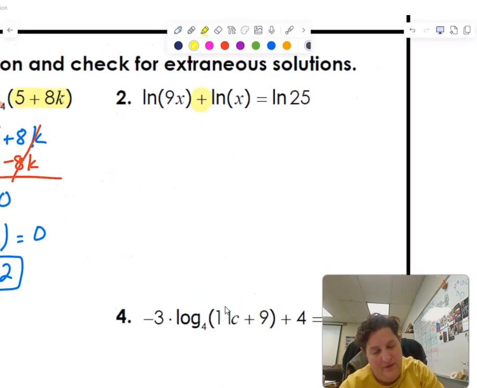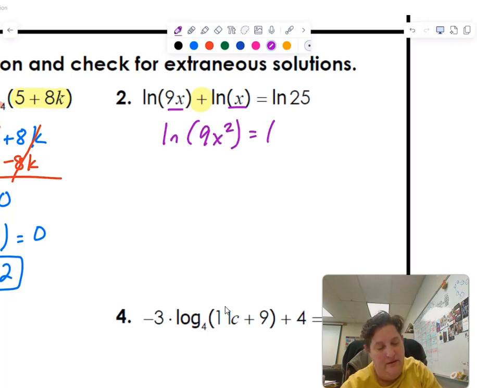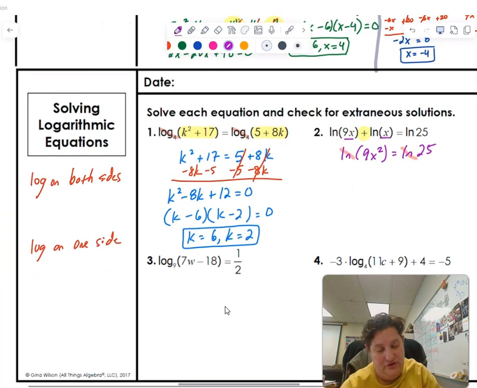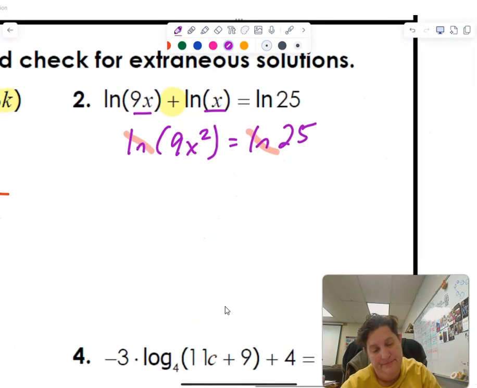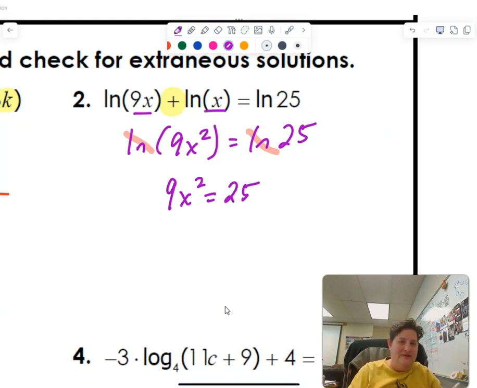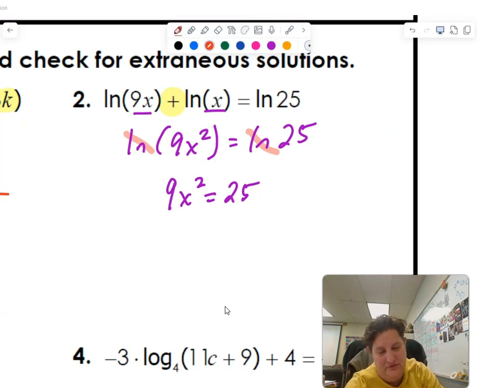Now, when there's a plus, you guys know that that means that we multiply on the inside. So 9x times x is 9x squared. And then we say, okay, there's an ln on both sides. When it's on both sides, you can just cancel it out. You can get rid of it. So I have 9x squared equals 25. You guys can decide if you want to do that by factoring or square rooting. In class, we've been pretty much doing square rooting.